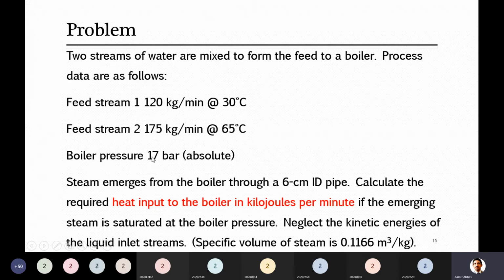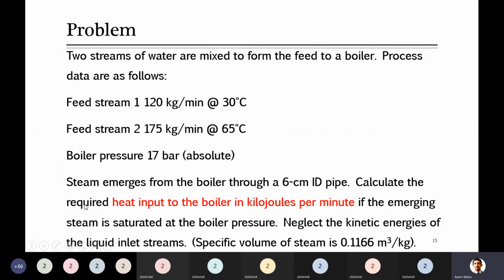Then boiler pressure is 17 bar absolute. When boiler generates the steam, the temperature and pressure keep on rising. So here he told you that this boiler is operating at 17 bar absolute. This is the pressure of that boiler. So steam emerges from the boiler through a 6 centimeter inner dia pipe. So this steam which is produced in the boiler then leaves the boiler through a pipe which has a diameter of 6 centimeter.